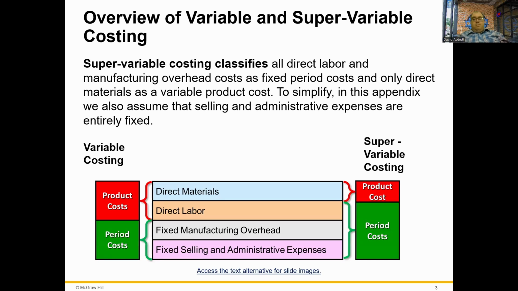Super variable costing classifies all direct labor and manufacturing overhead costs as fixed period costs and only direct materials as a variable product cost. To simplify, in this appendix, we also assume that selling and administrative expenses are entirely fixed. So the unit product cost only consists of our direct materials in super variable costing. Again, our direct labor, our fixed manufacturing overhead, and any of the variable and fixed selling and administrative expenses would be treated as period costs, and they would get deducted from revenue as they're incurred.